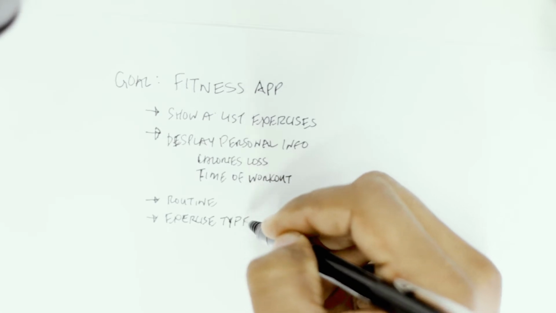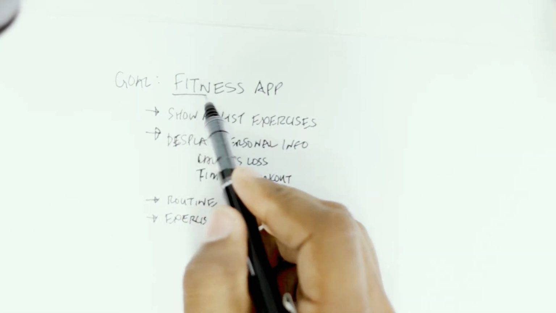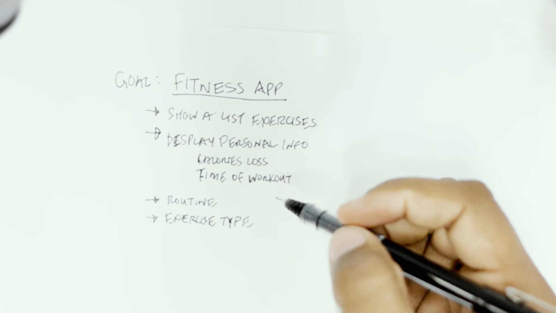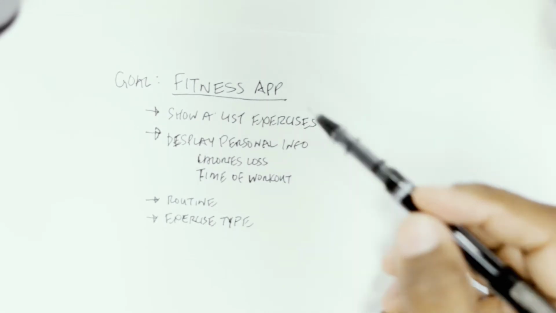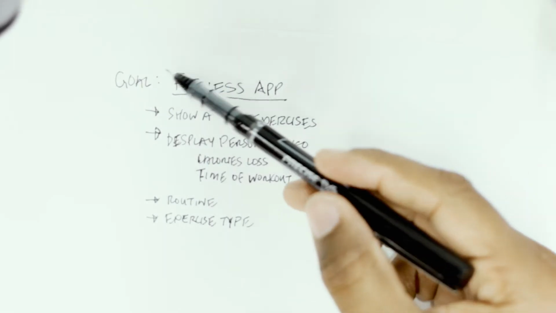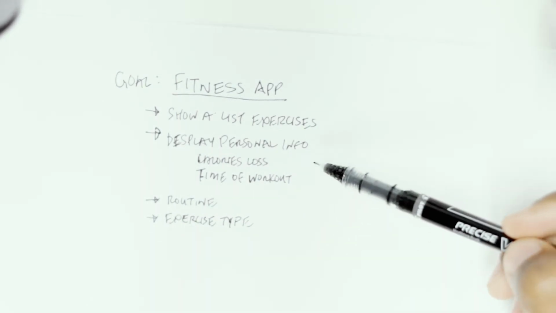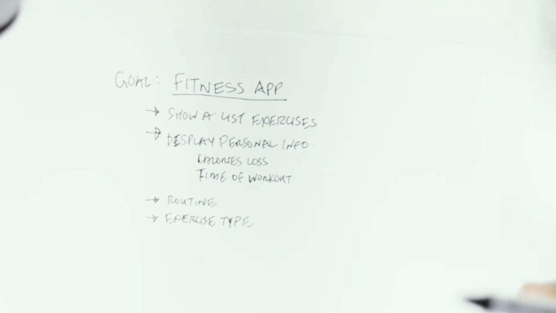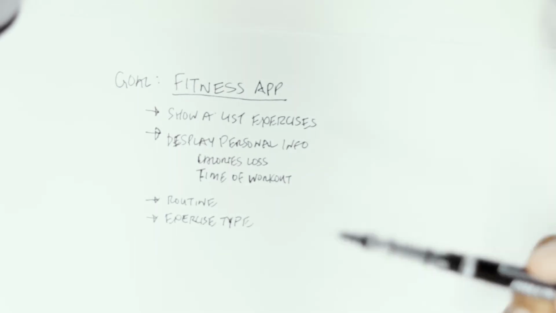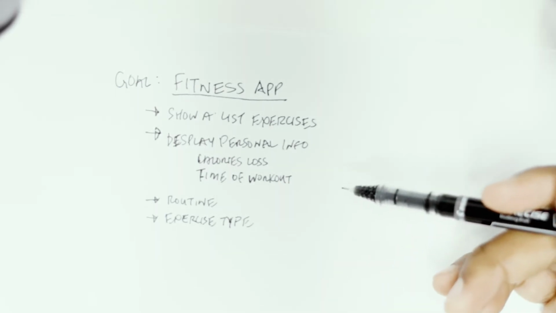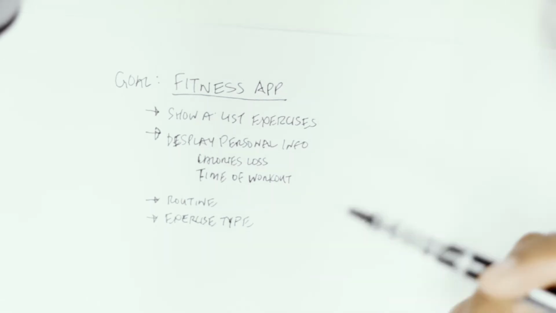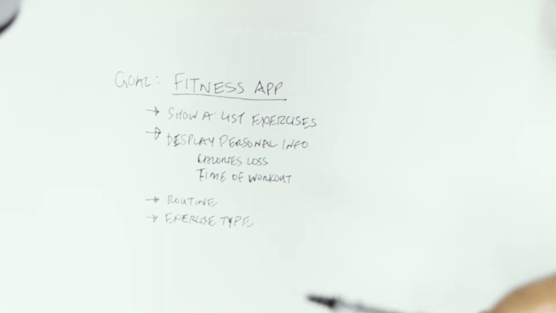So what I'm doing here is basically saying the type of app that I want to create is a fitness app. And in this fitness app, I want to do a few things, which is show a list of exercises, display some personal information on that, whether it's calorie loss, fat burned, the time of my workout, maybe something related to my daily routine or days of the week and what I do.